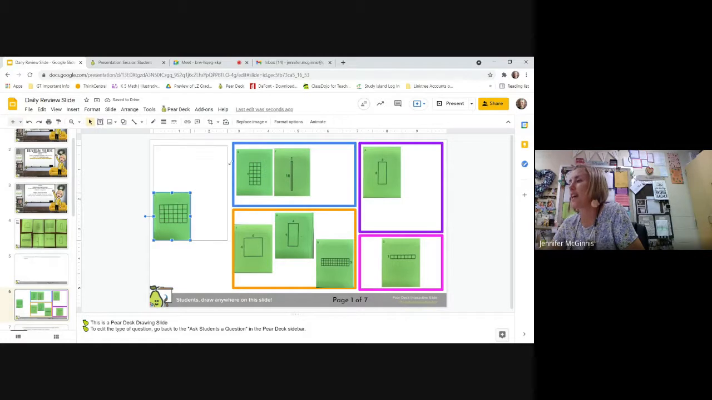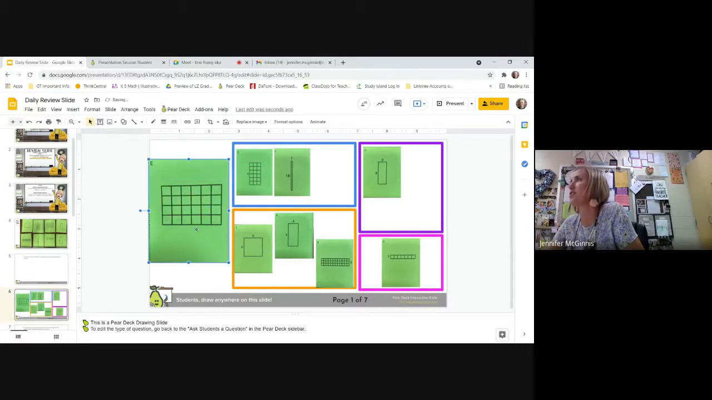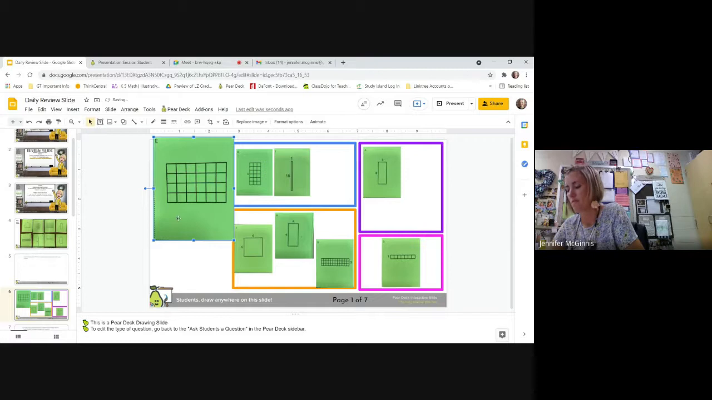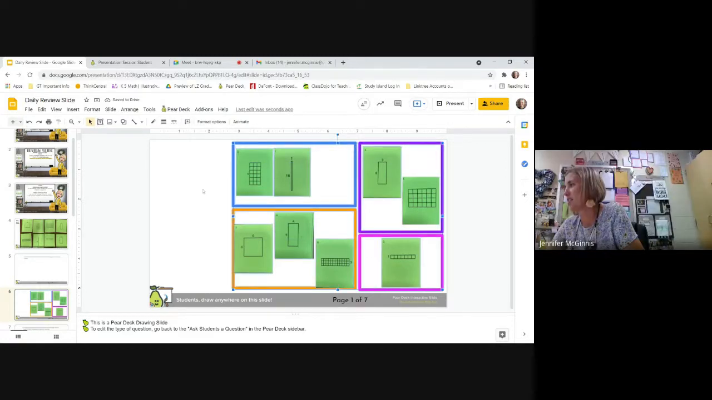What are we going to do with this guy? Here he is, nice and big. How much is this guy? Gracie? 24. He's also going to go in purple. Good job, Jackson. He's 24 as well. So, here we are. Okay. We're all settled here, right?